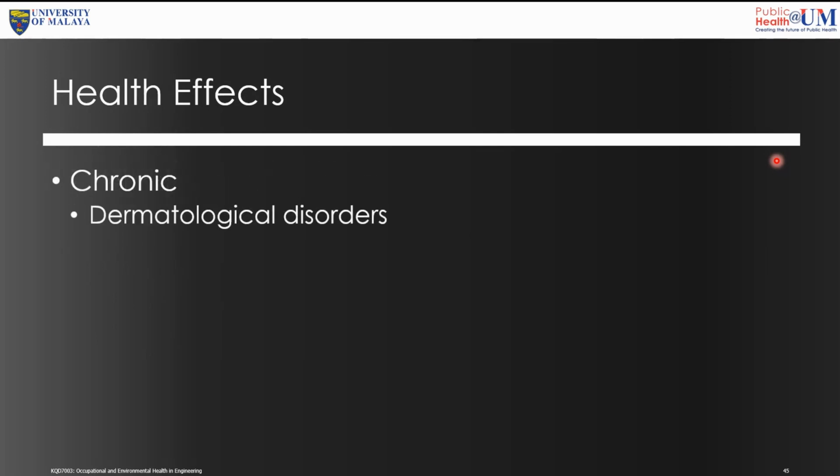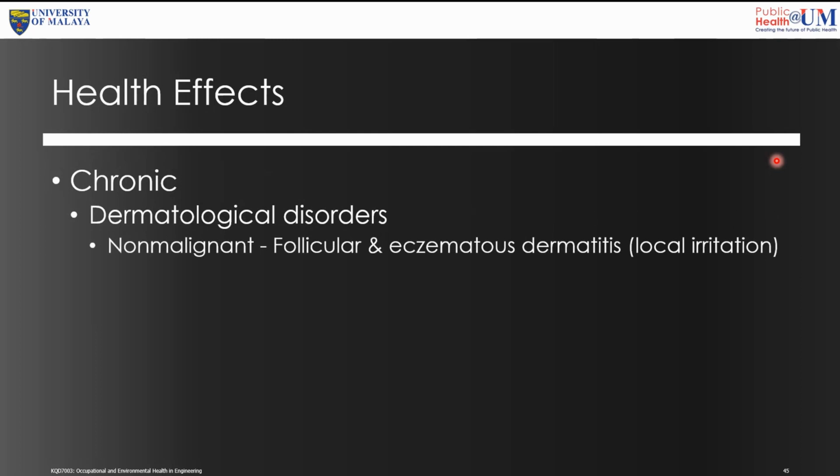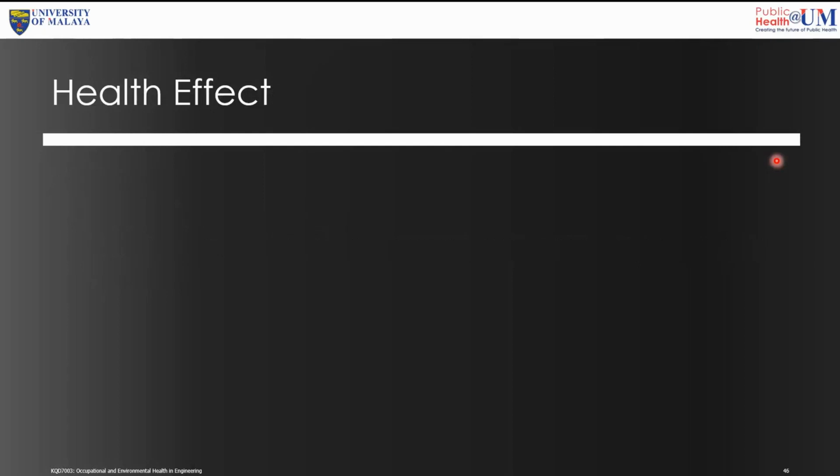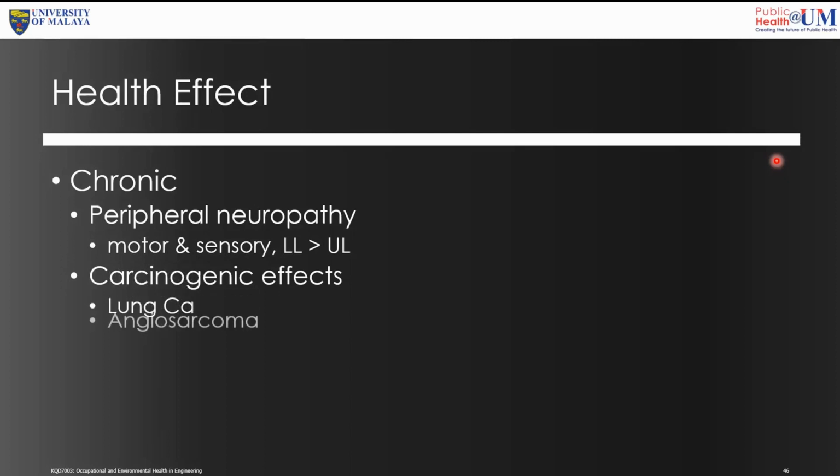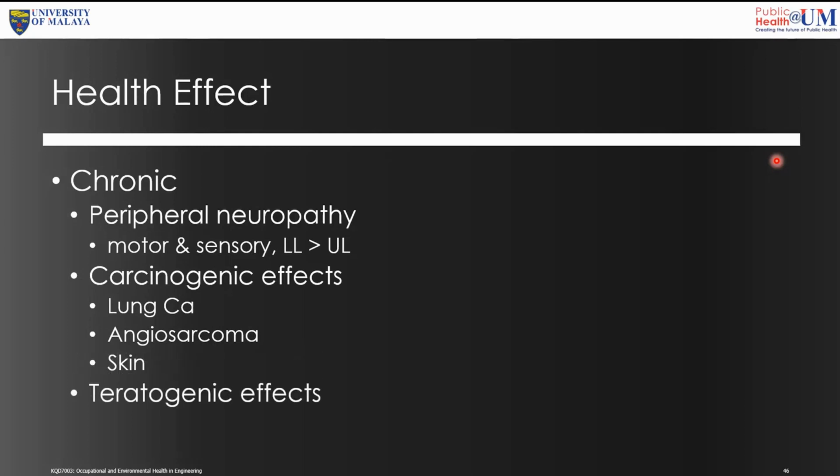So other chronic exposure, you get dermatological disorder. What you get is non-malignant follicular eczematous dermatitis due to local irritation, and it can also become malignant. Malignant basically is cancer, dermatological or skin cancer. So you can cause skin cancer. Other chronic effects include peripheral neuropathy. Neuropathy means that your nerve is affected, so it is more affected in your motor nerve compared to sensory nerve, and it's more affected in your lower limb compared to upper limb.